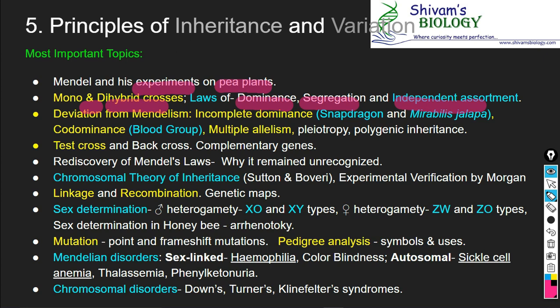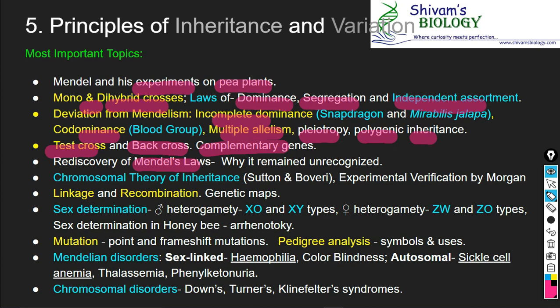After that, deviation from Mendelism, that is those cases where Mendelism is not followed completely, that is incomplete dominance, and its examples are very important. Co-dominance, multiple allelism, and various other topics like pleiotropy, polygenic inheritance, etc. Test cross is very important for the board exam. Back cross also for NEET exam. Complementary genes, rediscovery of Mendel's laws, why it remained unrecognized. These are very important topics for the board exam.